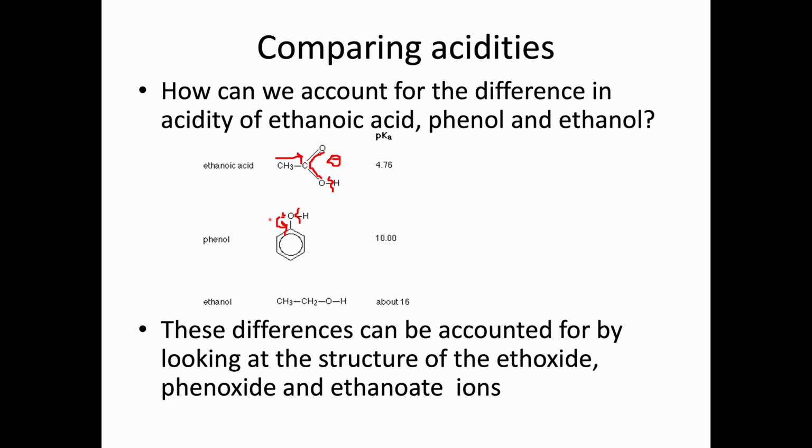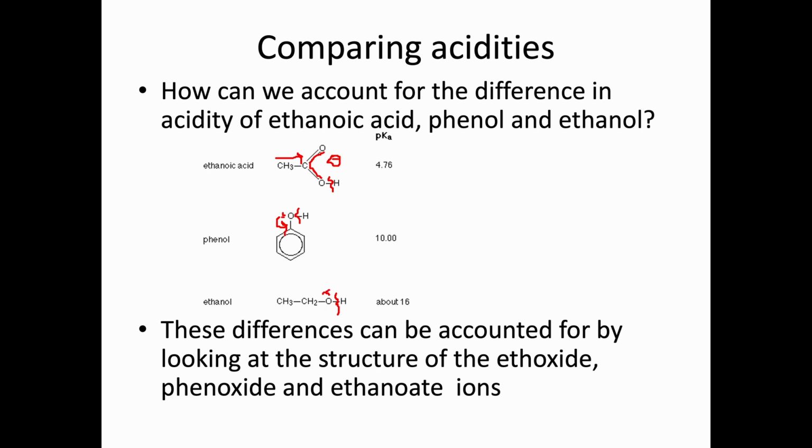Your last example is your ethanol, and that is an alcohol. So in this case, you don't have your resonance effects. After the loss of that H plus there, you just have a very strong negative charge concentrated on that oxygen. That very strong negative charge is going to easily attract back a proton and easily form back a bond with your H plus. So that's why your ethanol is a very, very weak acid.